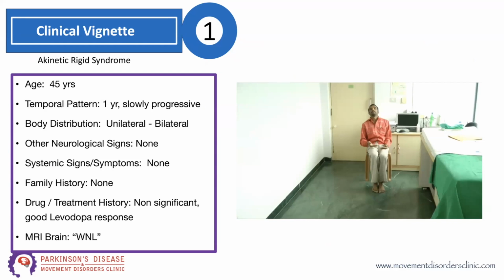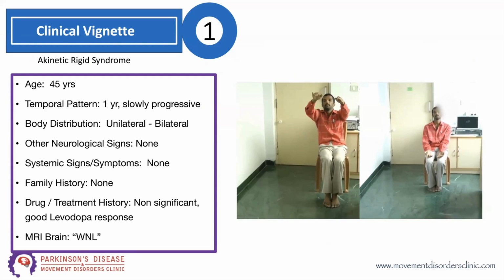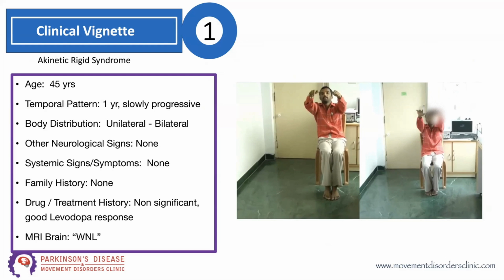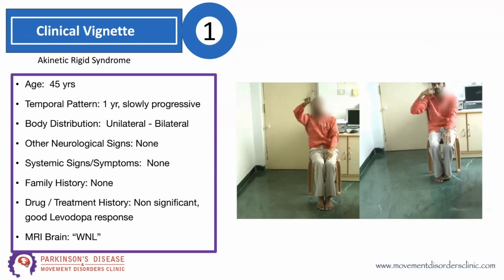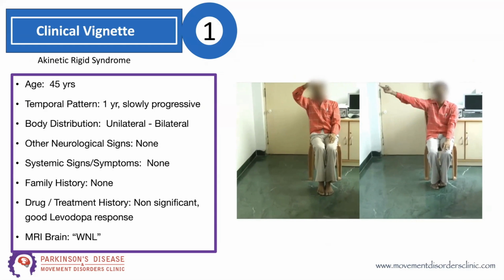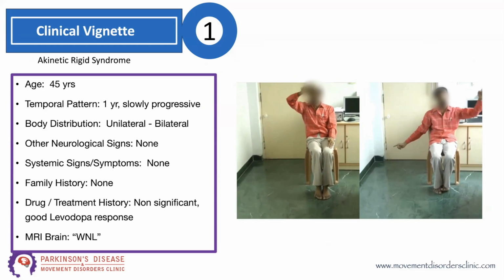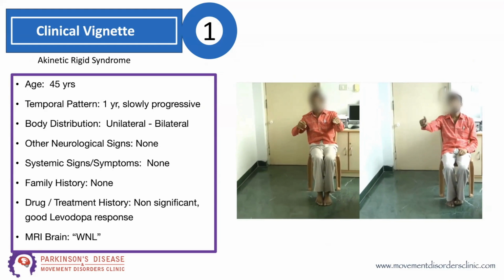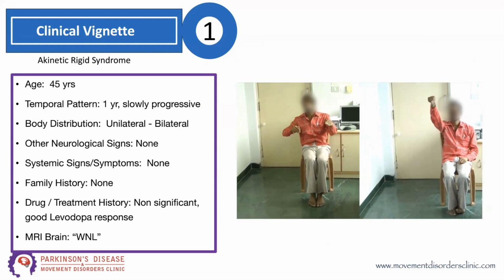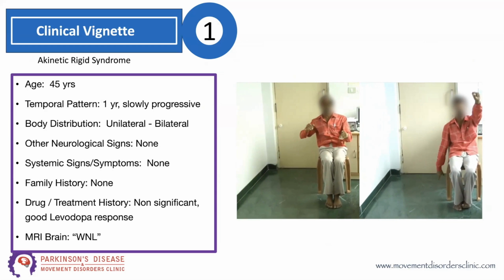Let's see, here is an example of a 45-year-old person who is coming to us. This person has a 1 to 2 year history of slowly progressive akinetic rigid syndrome, slowness, stiffness, which started from one side of the body, that is unilateral, and then slowly evolved to a bilateral syndrome.